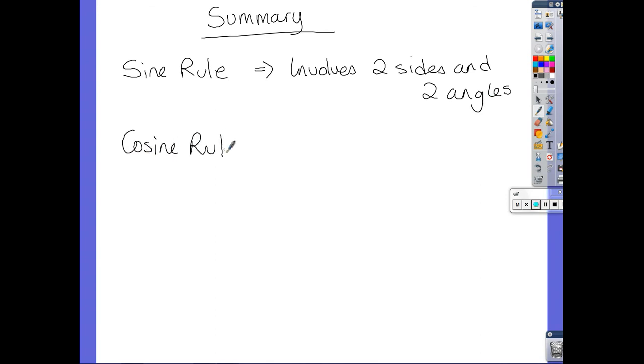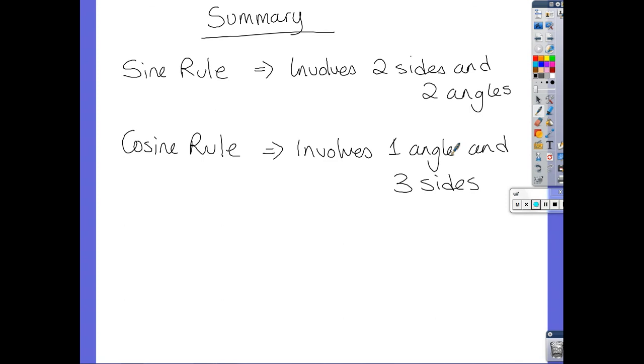The cosine rule is different. It involves one angle and three sides. So all three sides of the calculation are always involved in this formula. Now that might mean that you know two sides and an angle and you're trying to find the third side, or you know all three sides and you're trying to find the angle, which will be called x or some sort of letter, and that's what you're trying to find.